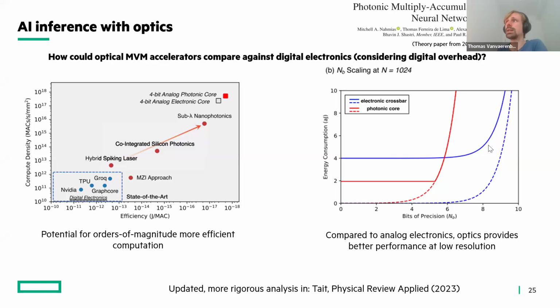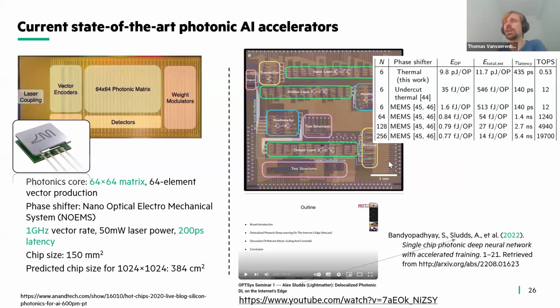The other thing is that apparently there's a benefit if you go to larger dot products. All of this is explained in this paper, and there's a more updated analysis by Alex Tate in this paper, which contains a better overview of all the possible noise mechanisms that you can have in photonics, and ways to calculate which one is dominant and what the limits are going to be.